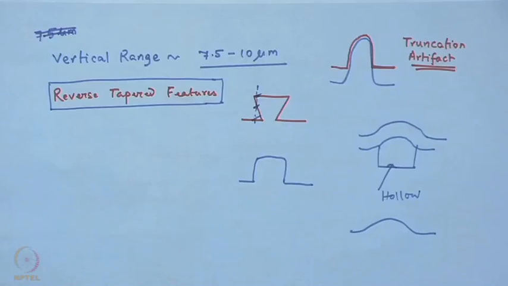So, with that we come to an end of this particular class. In the next class, I will take up some of the additional imaging information that can be extracted from an AFM as a part of its scan, which are sometimes referred to as the secondary imaging modes.